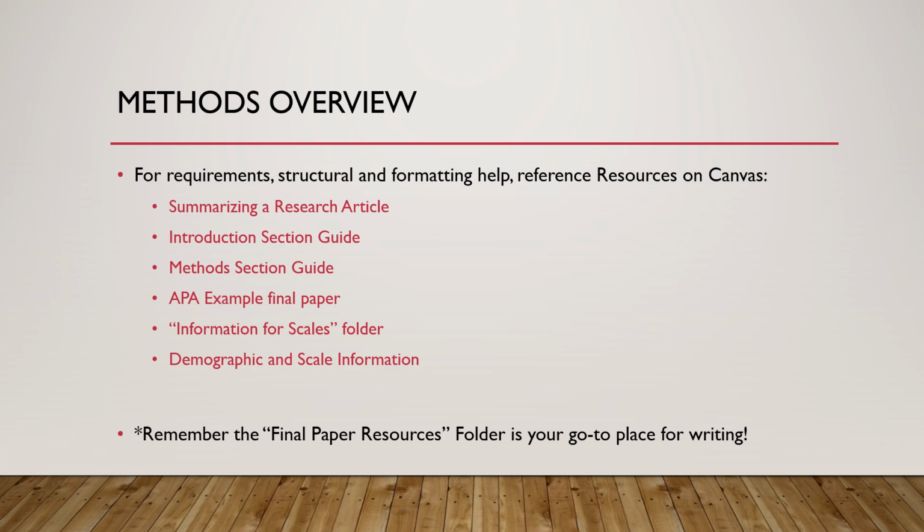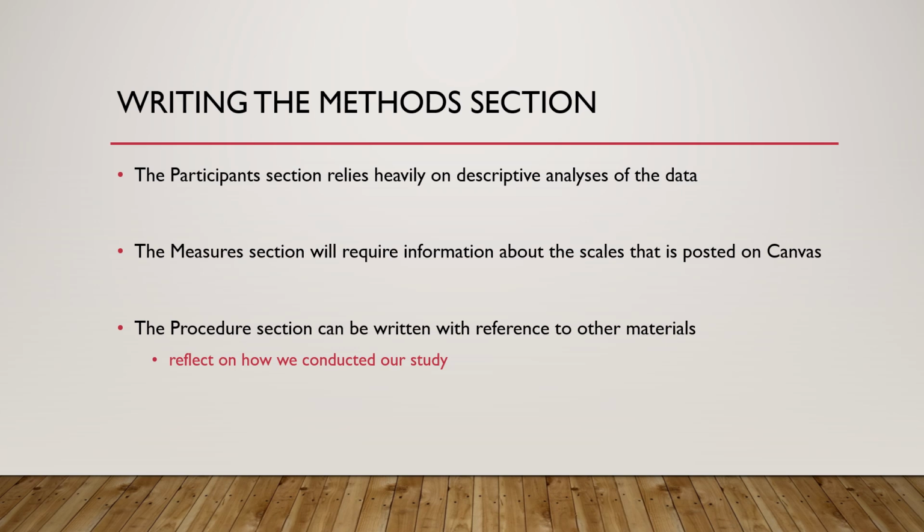There's a couple of extra things as well that we haven't really gotten to yet, but make sure to know what's available for you. As a final summary and reflection on your method section that you're going to be writing in many weeks, it's kind of far off down the horizon, but the participants section should rely heavily on descriptive analyses of the data. So that's what we're going to be doing when we see the data next week. We're going to get in SPSS. We're going to start getting those descriptive statistics. The measures section will require all that information about the scales that is currently posted on Canvas. You can start looking at it now, and I'll give you a little bit more details next week.